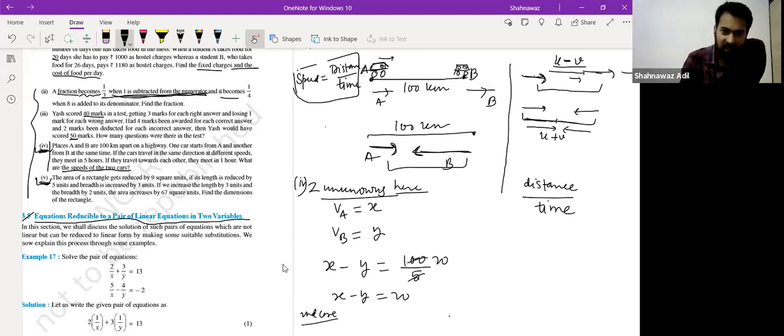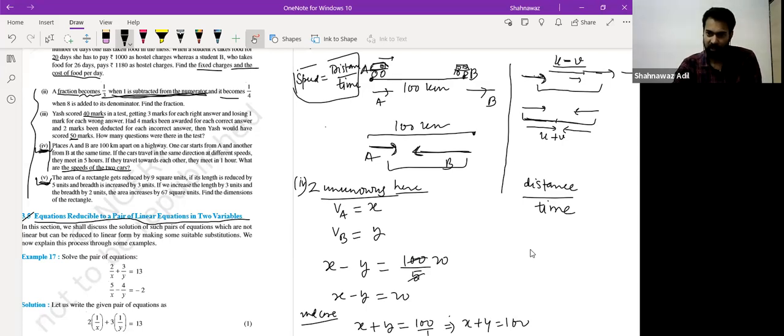When they travel in the opposite direction, their speeds will be added, so the relative speed increases. And this becomes what? 100 divided by 1, 100 kilometers per hour. So this is x plus y is 100, right? Yes, sir. So x minus y is 20 and x plus y is 100.